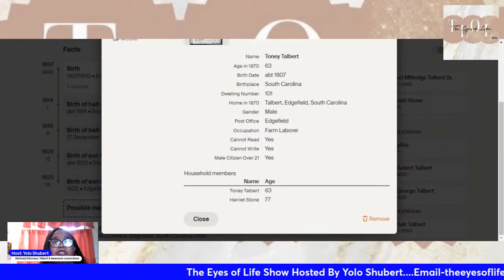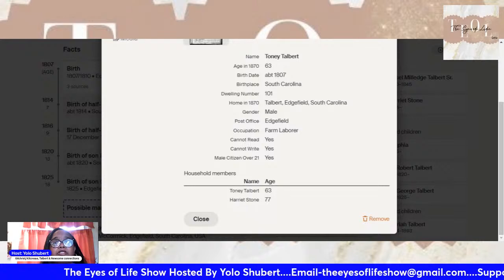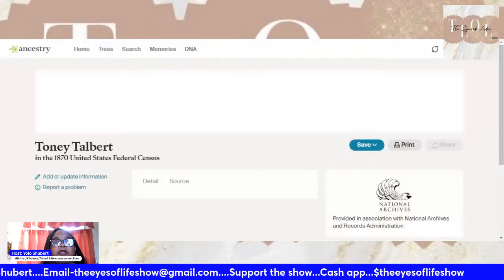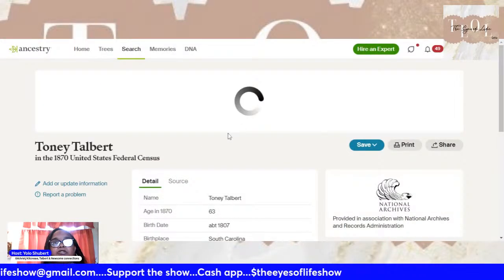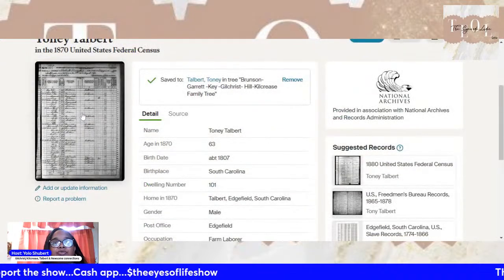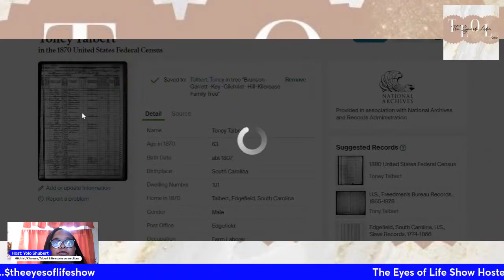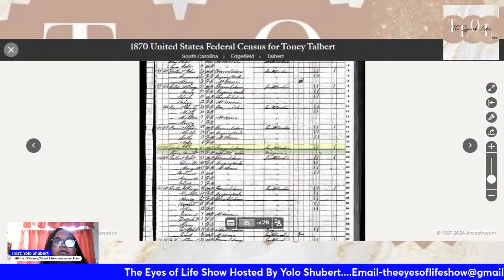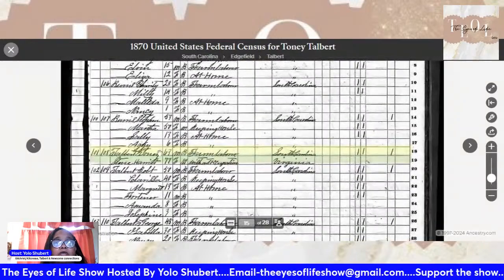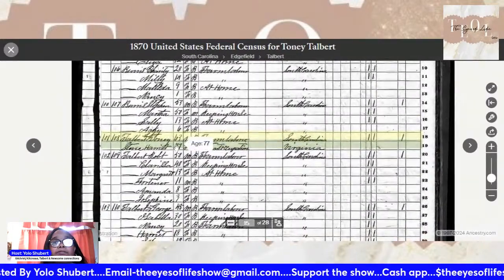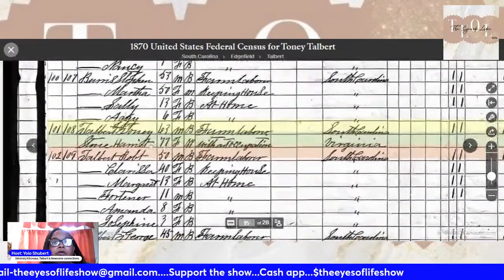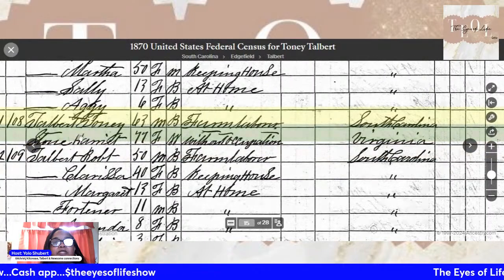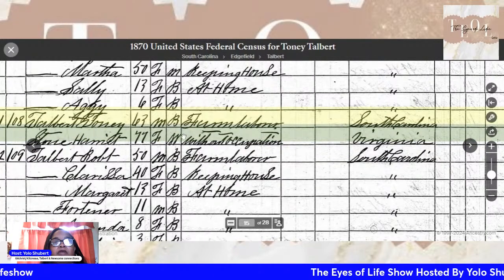And here you see Tony Talbert, 63, and here's 77. And that's just a cover letter. So when you're looking at things, you want to look at the actual census record just to make sure you got the name exactly right. And one thing about the 1870 census, it didn't tell you whether wife or mother all the time, or grandchild. Okay, so here you see Tony Talbert, and who is he with? Harriet Stone.